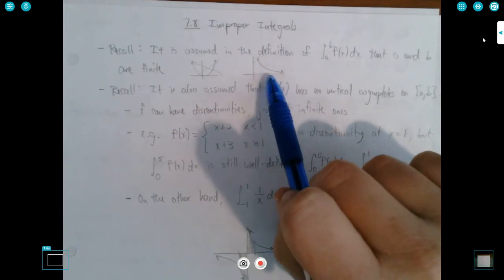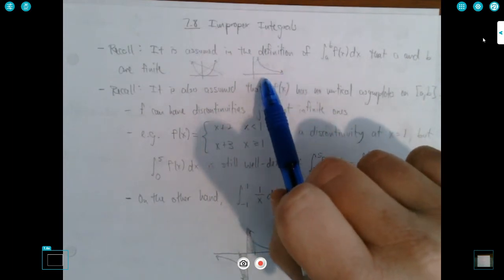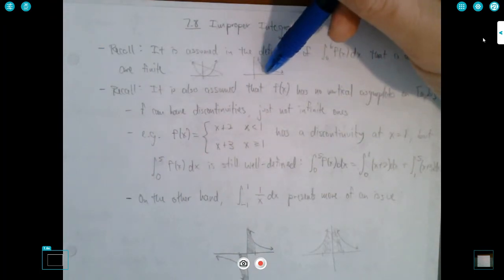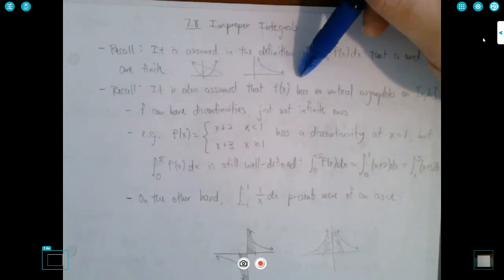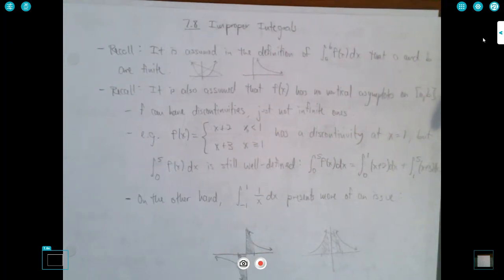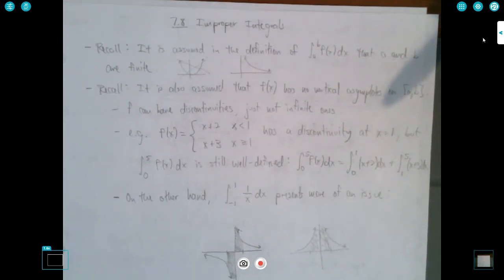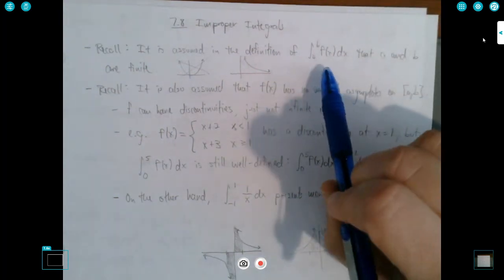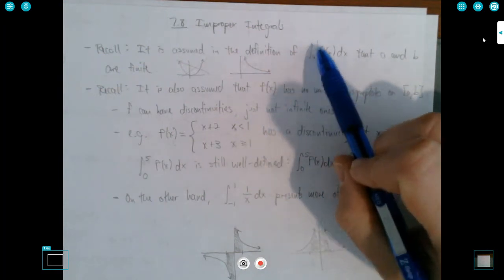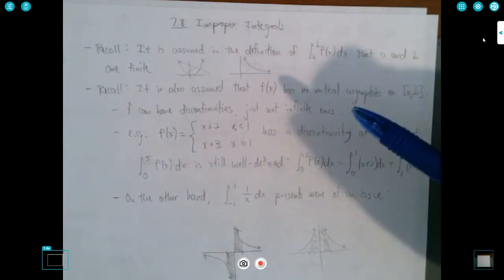But take a look at this. If you have this kind of situation and you're interested in integrating from 3 to positive infinity, it's possible that because this thing is decreasing, you could get some kind of finite value out of the integral there. So we want to know if that's possible. So we're going to look at cases where a is negative infinity or b is positive infinity or both.